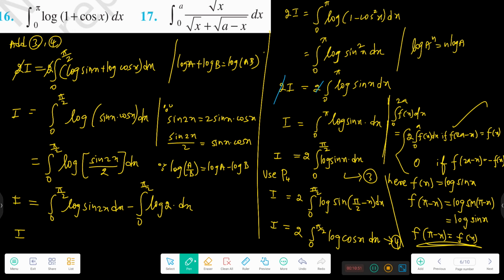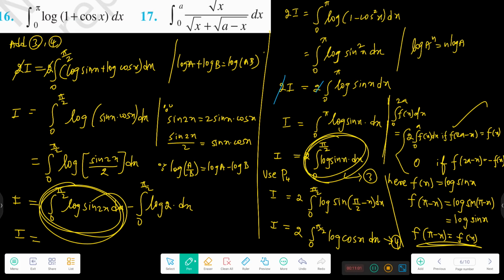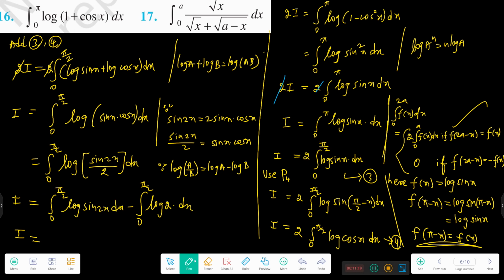Now I is equal to, children, you can see this looks like the one around answer number 3. Here pi by 2 we have, there also pi by 2, but there it was sin x, here sin 2x. So 2x is the problem to write it as I. But this 2 you have to send opposite.